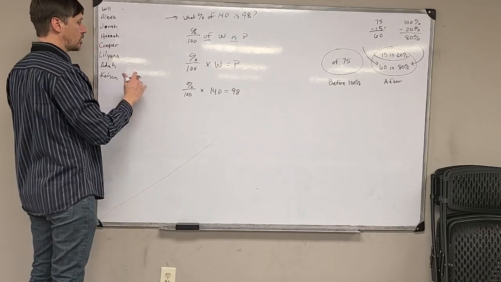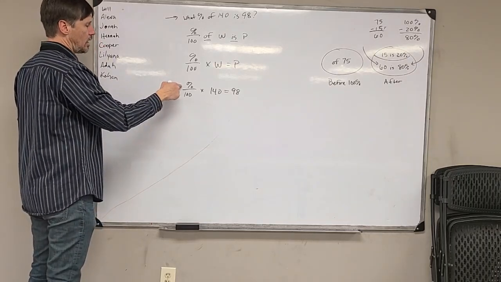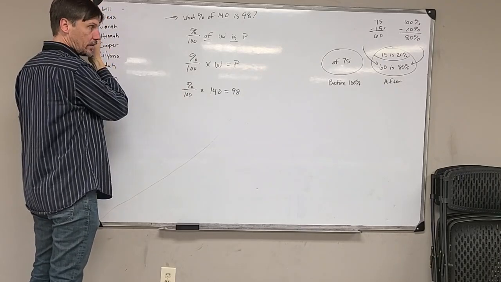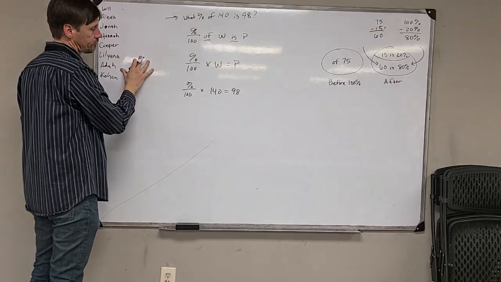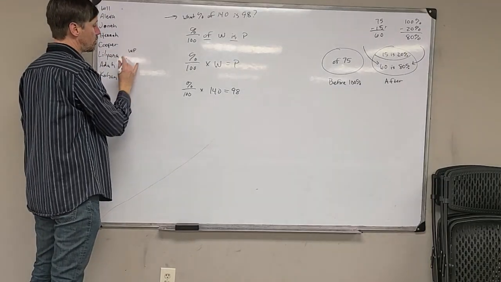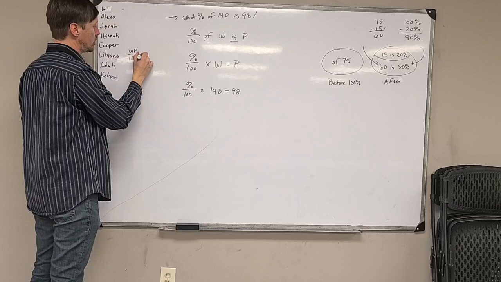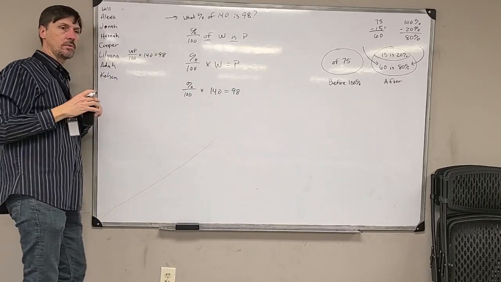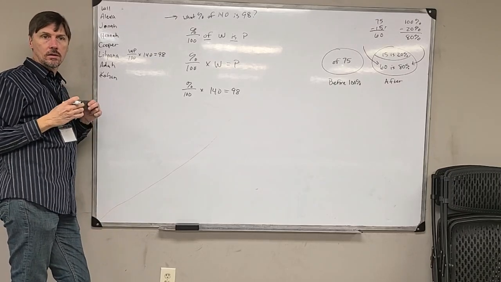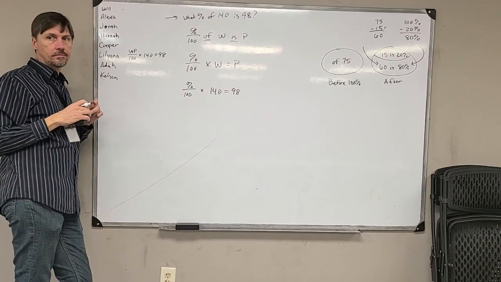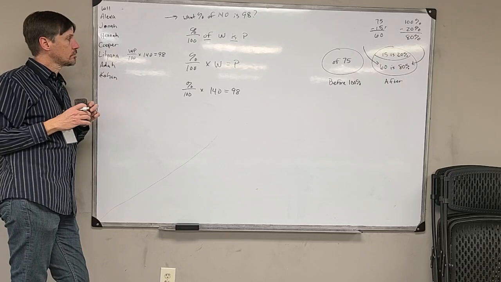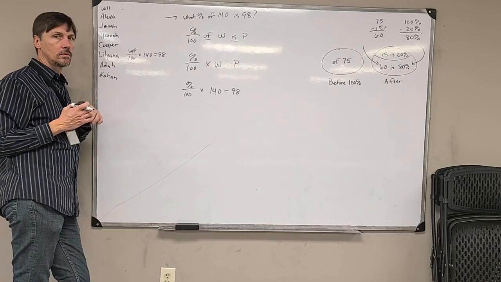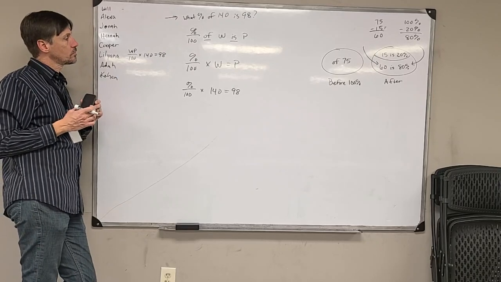My basic algebraic equation, I'm going to take percent, and I'm going to write that as WP. What percent over 100 times 140 equals 98? How do I solve for WP? Would you just reverse all your past steps, or?